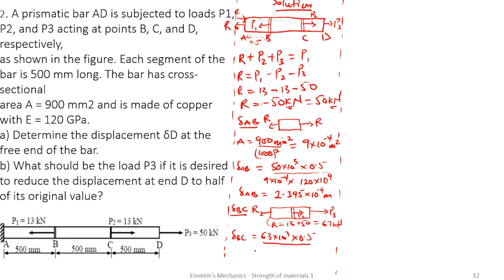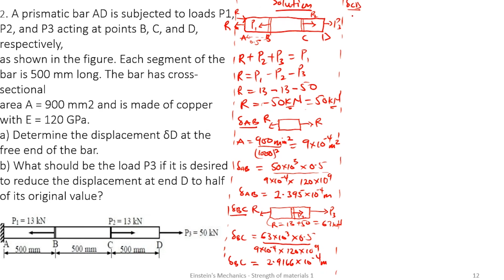On my area, the same cross section, so 9 raised to the power, for the same E, 120. My elongation BC is going to give me, for the BC, the elongation is 2.9. You can check with your calculator and see 10 negative what? 4 meters. Let's look at what happens in the last segment, CD. So elongation in what?